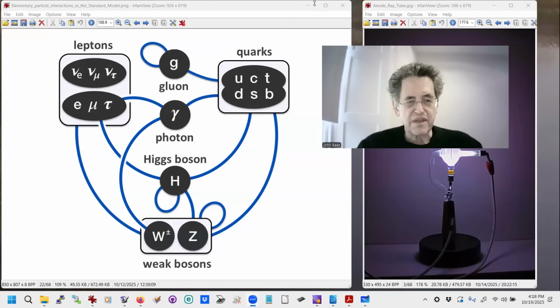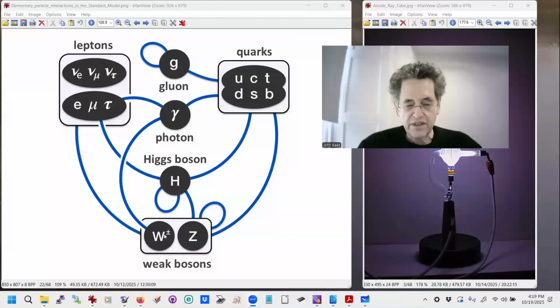We've got 6 leptons. We've got 6 quarks. We've got various gauge bosons, which carry the forces. So the gluons, of which there are 8, carry the strong force. The photon carries the electromagnetic force. The weak bosons, of which there are 3, carry the weak force.